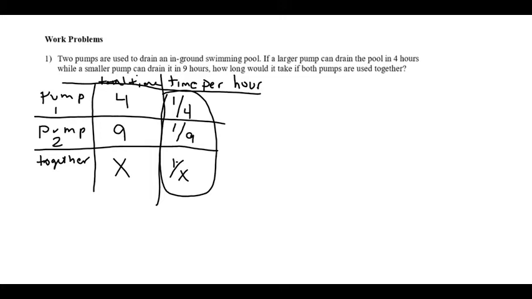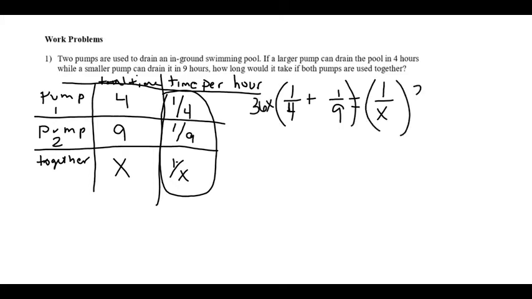So we're going to look at it and break it down per hour, and that'll tell us how much it'll take total hours. So we're going to do 1/4 plus 1/9 equals 1 over X. Now we do need to clear our equation of fractions. So our common denominator here, if we look at 4 and 9, we can use 36, and we have X there. So our common denominator is going to be 36X. So we'll multiply both sides by 36X.